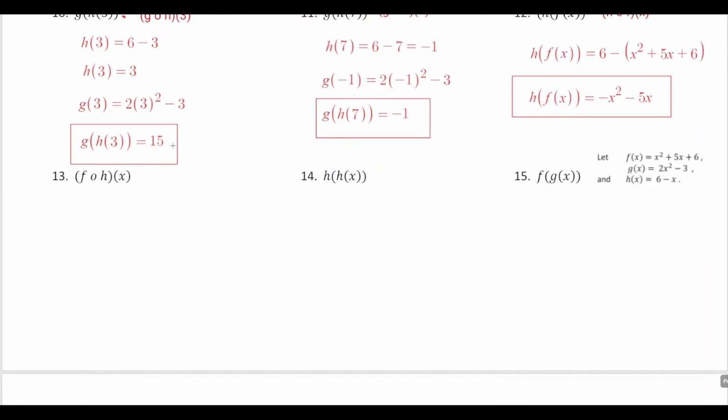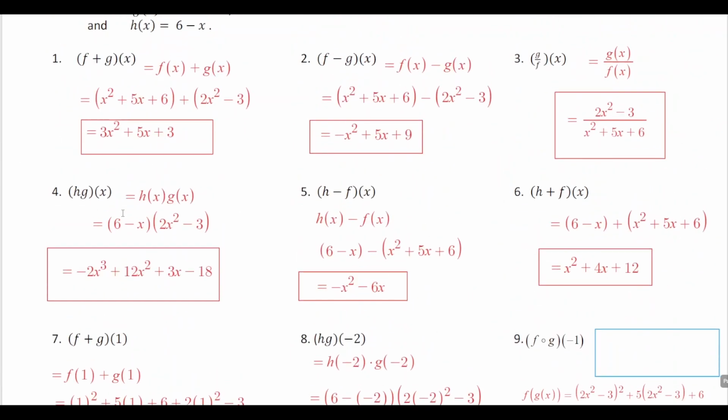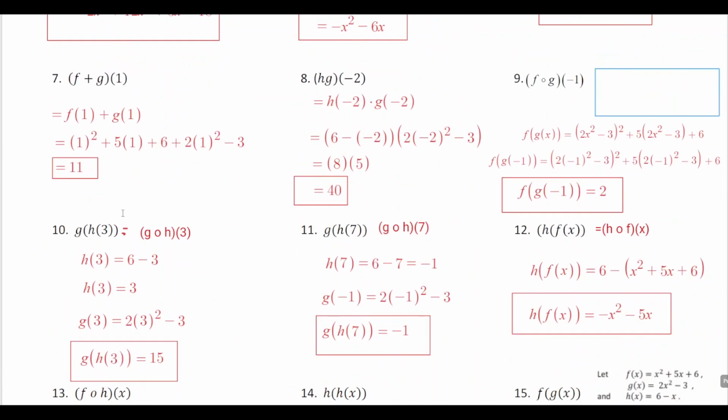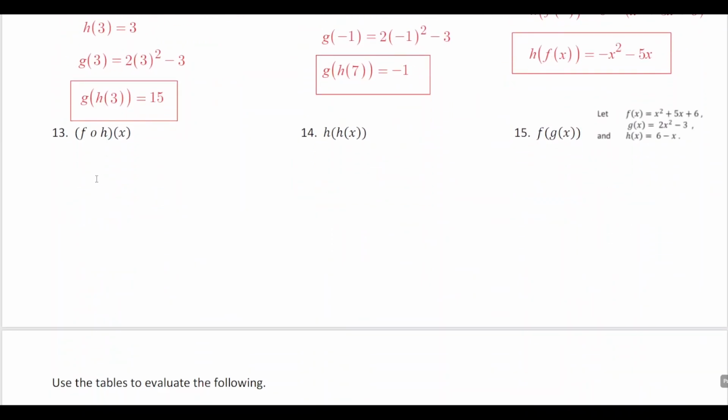For f of h of x, we're going to substitute h into f. So we're going to take this 6 minus x and plug it into the f function. Okay, and then we'll have to simplify that. Didn't we already do that? No, we didn't do that. I thought maybe we did, but I guess not.